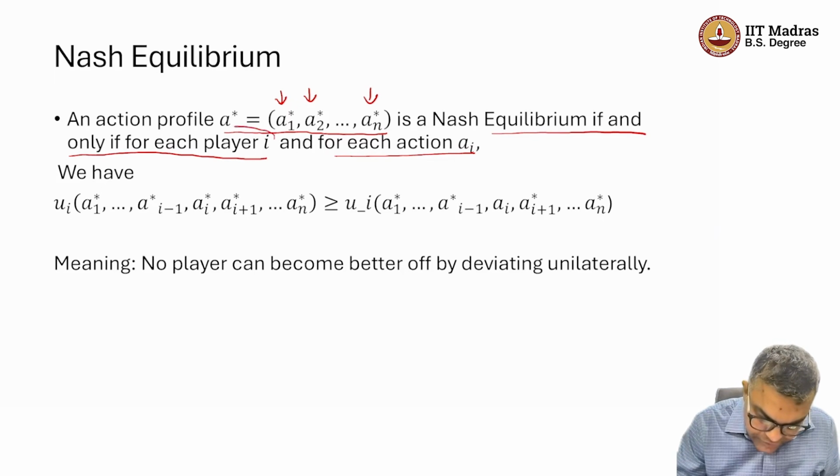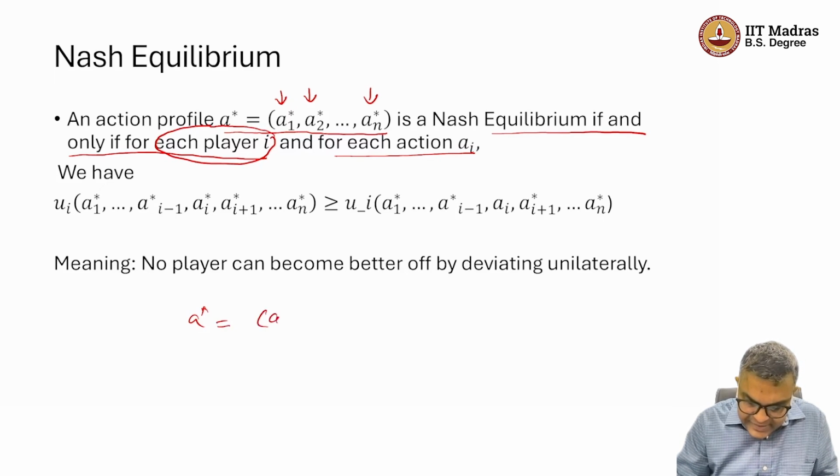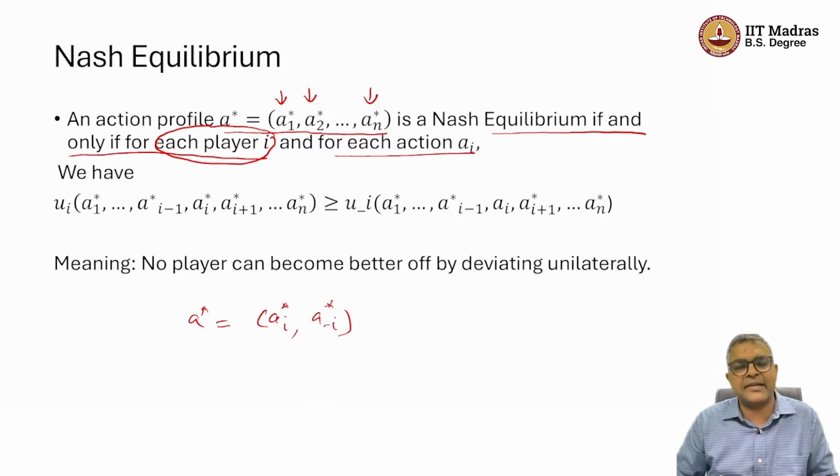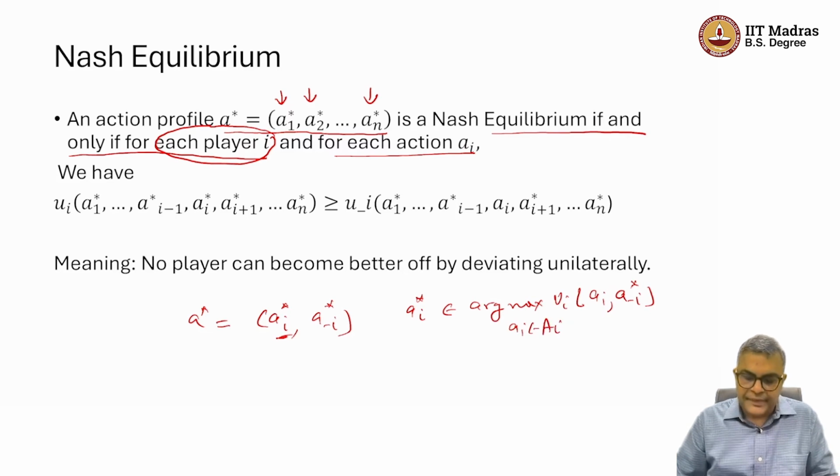First, let us focus on for each player i. We can write a star as ai star and a minus i star. We had done that in the last week; we said we would use this notation. We say that ai star is the best response to what others are doing, and this is true for all the players. Then only we get the Nash equilibrium.